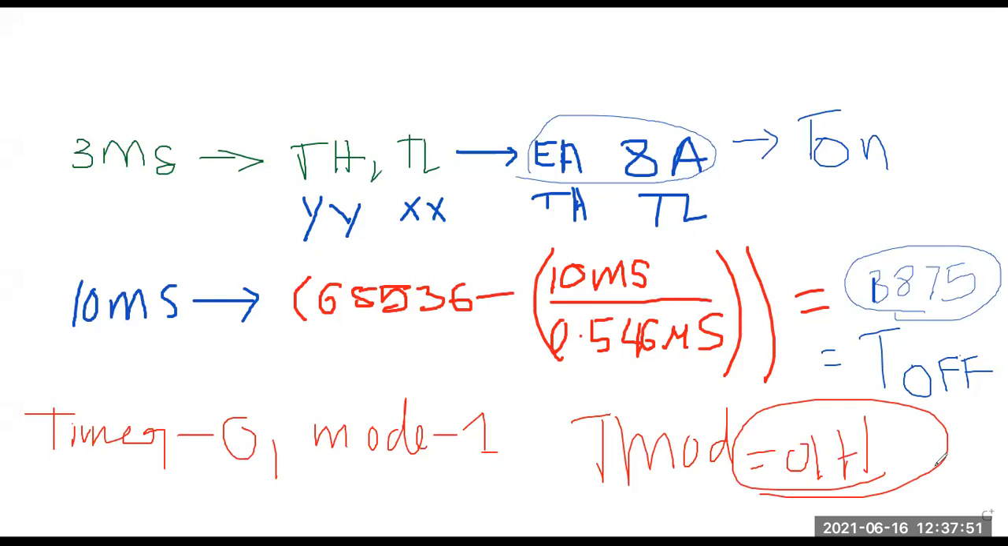So I think you people noted down this one, right? Shall I erase this? Yes, ma'am.